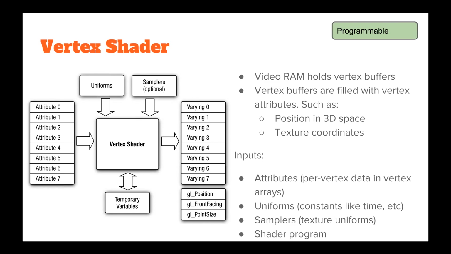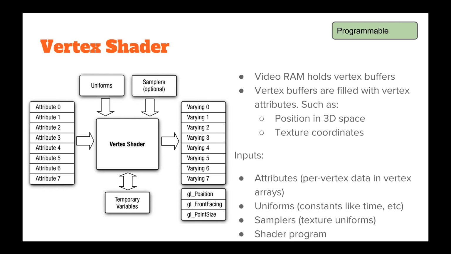Or if it's some other information like color, it might be a set of 4 floats representing color at that vertex. Or it could be UV coordinates, where each set of 2 points represents the point on the texture that overlaps that vertex, or something like that. So these are attributes, and they're different for each vertex.